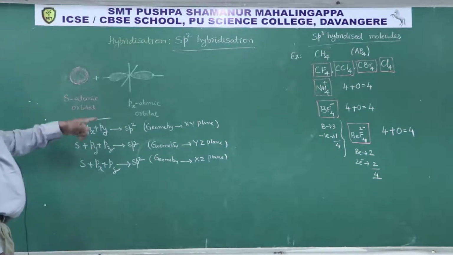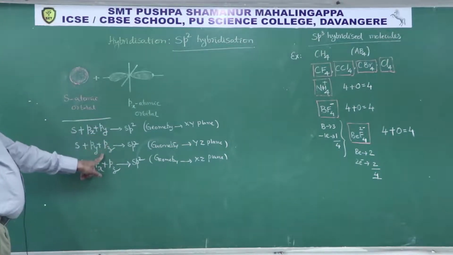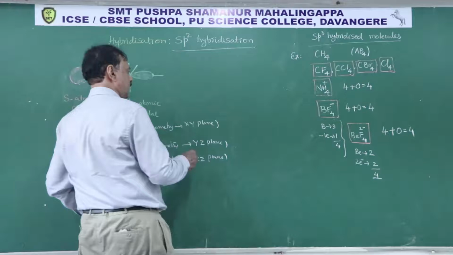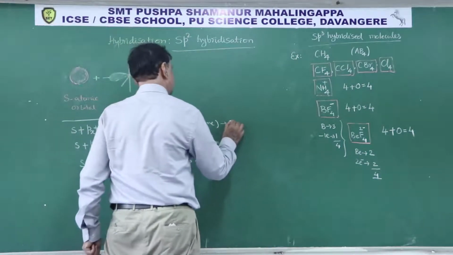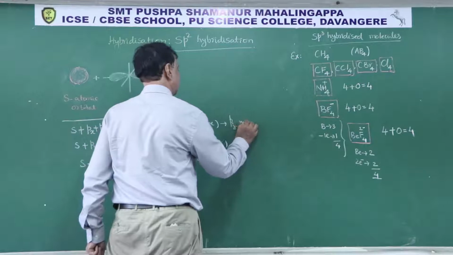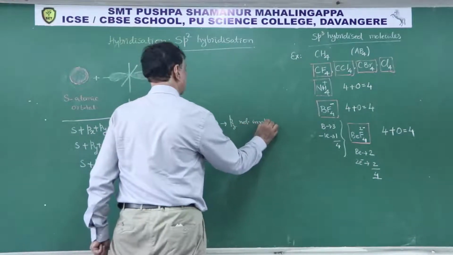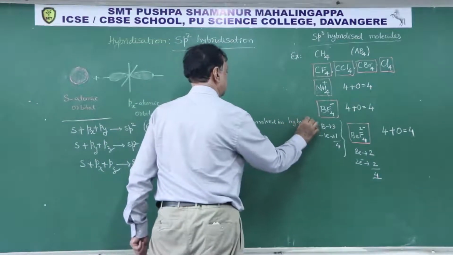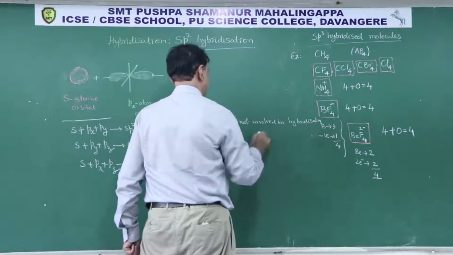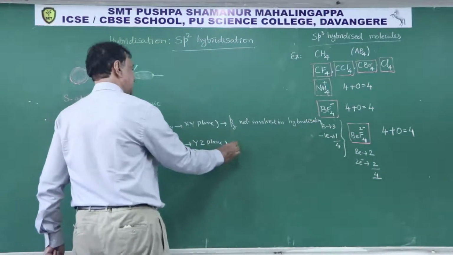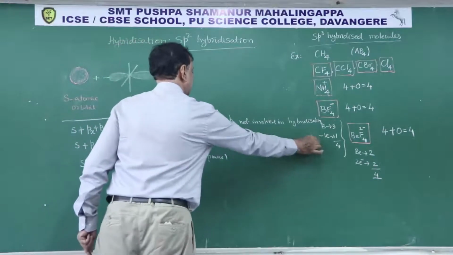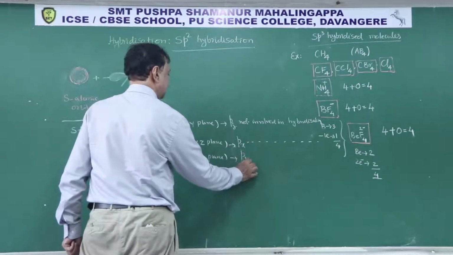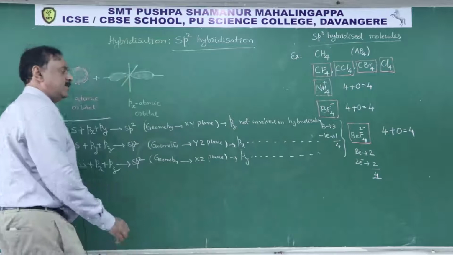Here the pz atomic orbital is not involved in bond formation. Here the px atomic orbital is not involved in bond formation. Here the py atomic orbital is not involved in bond formation. In the xy plane, pz is not involved in hybridization. In the yz plane, px is not involved in hybridization. In the xz plane, py is not involved in hybridization.